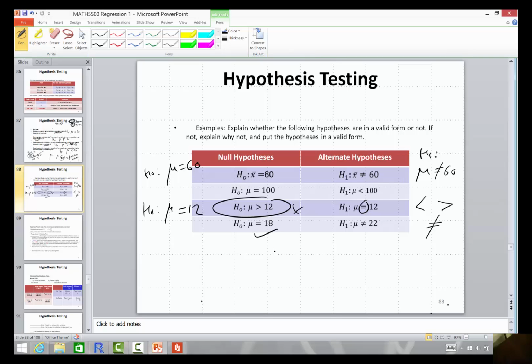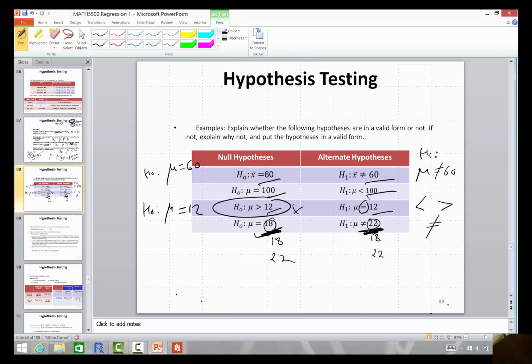Mu is equal to 18 here, and mu is not equal to, that's okay. The number should be the same in both places. Here it is 18, so this should be 18 as well, or if this is 22, then this should be 22. This number right here and this number should match. Like here 60 and 60 match, good. 100 match, good. 12 match, good. But here is 18 and here is 22. That should match.